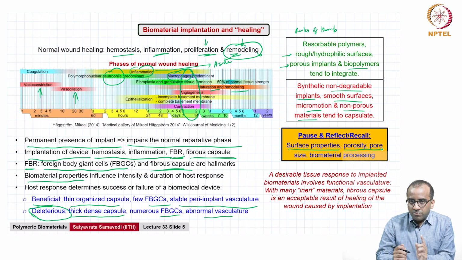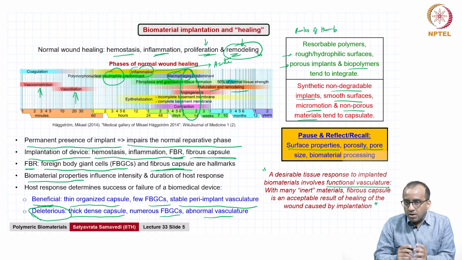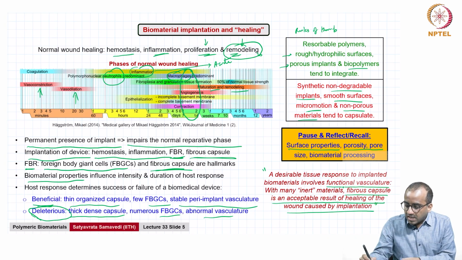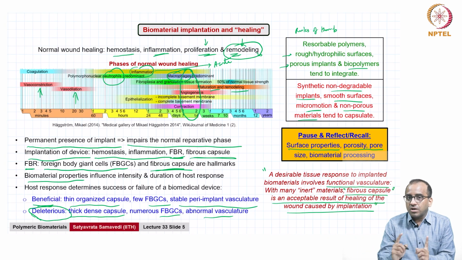Now, before we move further, we will note that a desirable tissue response to implanted biomaterials involves functional vasculature, right? That's what you would ideally want. But with many inert materials, typically, a fibrous capsule is an acceptable result of the healing wound, of the wound caused by implantation. So this fibrous capsule per se is not bad. So it's not good to treat it like a villain. It's not per se bad.